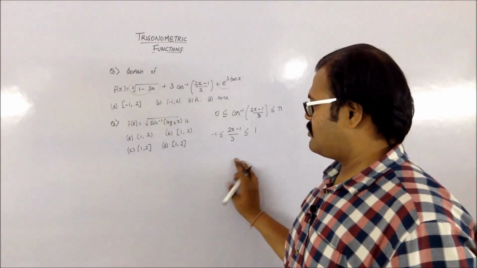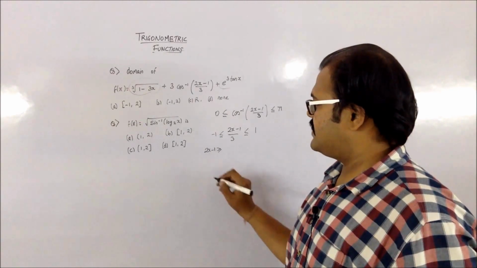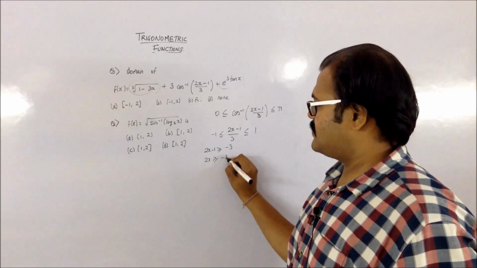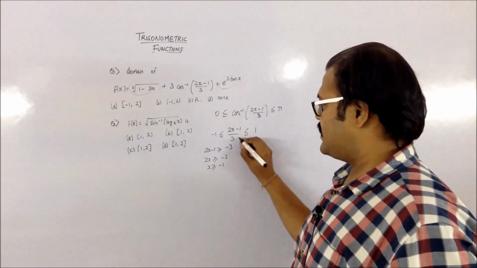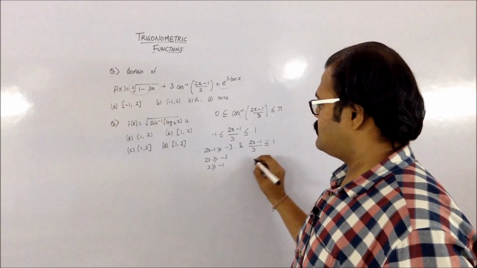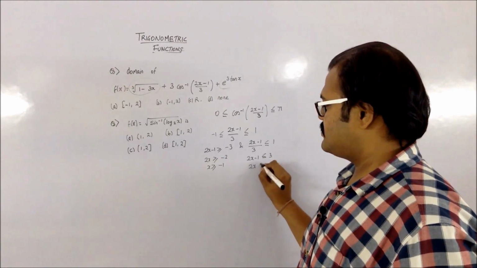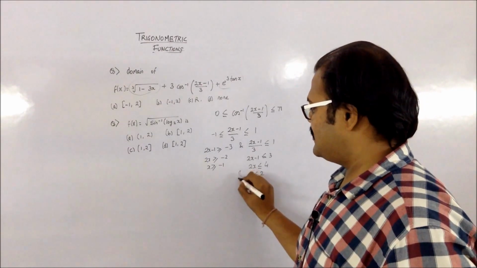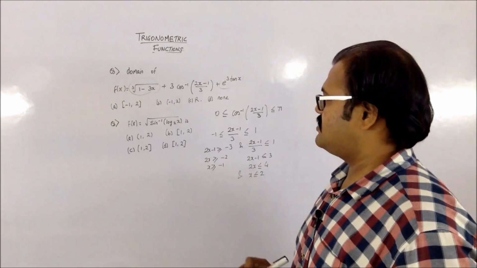So if I just solve these two equations, I will be getting 2x minus 1 should be greater than or equal to minus 3. So 2x greater than or equal to minus 2, x should be greater than or equal to minus 1. And along with it, I require to solve this too. So (2x minus 1) by 3 should be less than or equal to 1. So 2x minus 1 should be less than or equal to 3. 2x should be less than or equal to 4 and x should be less than or equal to 2. So both these conditions have to be satisfied. That means my x should be between minus 1 and 2.